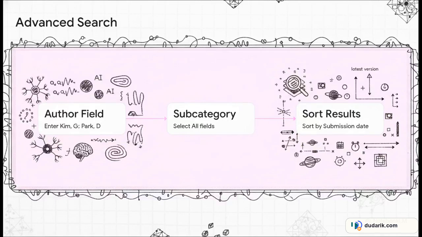When using arXiv's advanced search, enter Kim G, Park D in the authors field. That semicolon is key for multiple authors. Next, pick all fields for the subcategory so you don't miss the cross-listed physics tags. And finally, sort by submission date to guarantee you're getting the absolute latest version.